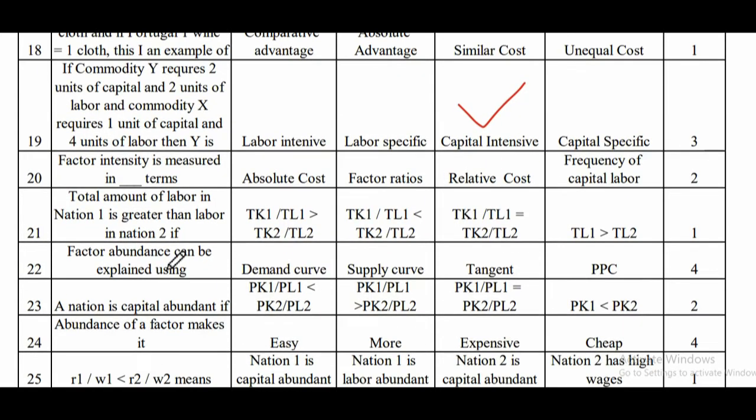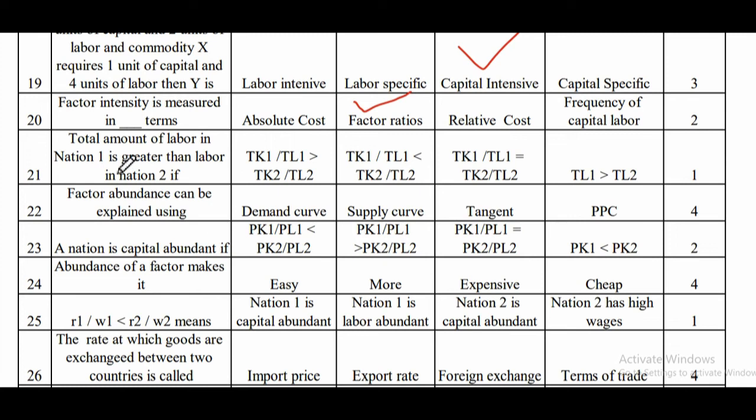Okay. Now the next one is, factor intensity is measured in dash terms. Option number 1 is absolute cost. Second option is factor ratios. Third option is relative cost. Fourth option is frequency of capital labor. So the factor intensity is always measured in terms of the factor ratios. So that is the appropriate answer.